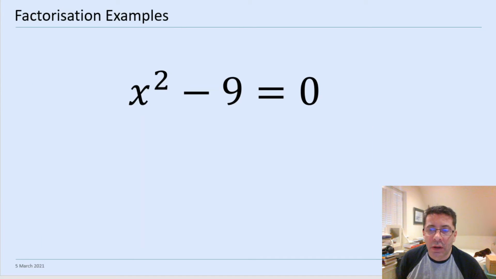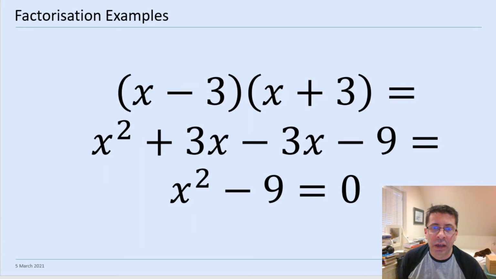Okay, here's another one. Now this one is a bit different. x squared minus 9 equals 0. So actually what we have here is no x term. So what we need are two numbers that multiply together to make minus 9 and add together to make 0. So those numbers must be plus 3 and minus 3. And it looks like this: x minus 3 times x plus 3.